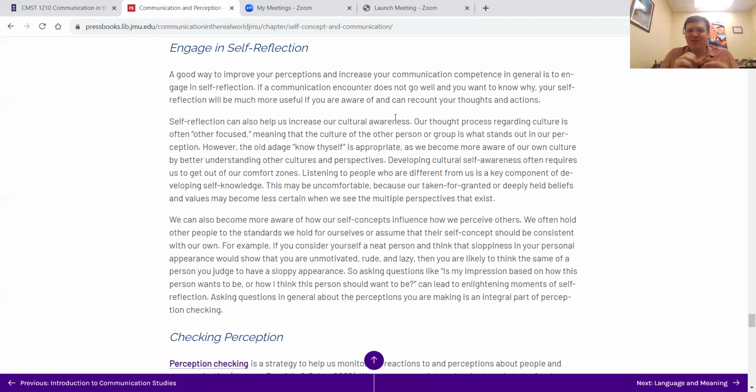Even in the United States, like I said, go to a Native American reservation if you haven't already, and you may learn some things about yourself. Again, engaging in self-reflection, whether through pushing yourself to experience another culture, or just thinking about yourself and being reflective. It may be uncomfortable because it's using these things we take for granted and some deeply held beliefs we have, and they may become less certain when we see multiple perspectives that exist, saying, hey, this isn't the only way of viewing things, right?